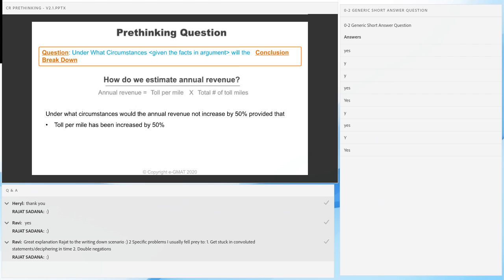Okay. Now we ask the same pre-thinking question. What we know is that toll per mile, we're going to increase this by 50%. The question that we ask is, under what circumstances would the annual revenue not increase by at least 50% provided that the toll per mile has gone up by 50%? What's the only scenario in which this will not go up by 50%? What's the only other scenario?